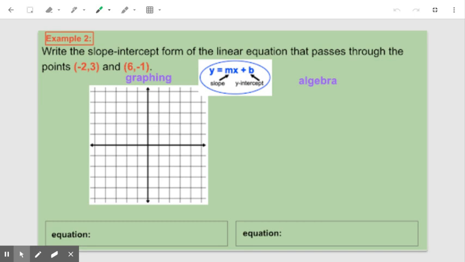Hello, everybody. Going to go through example 2 with you really quickly to give you some guidance on this. I'm going to go through both graphing and the algebraic method. And remember, we should get the same answer either way we do this. So the first thing I am going to do is graphing.